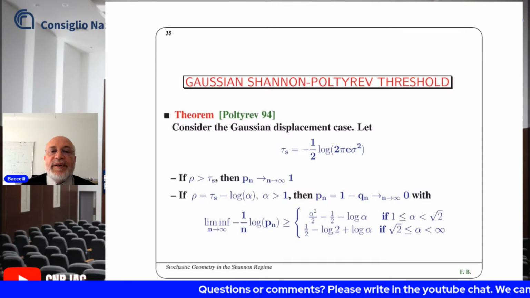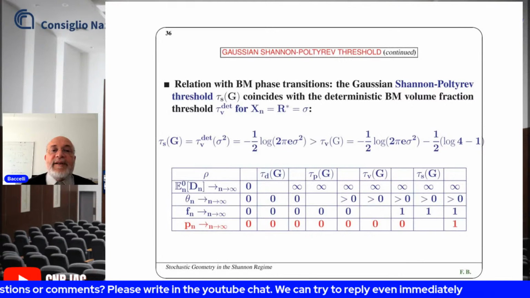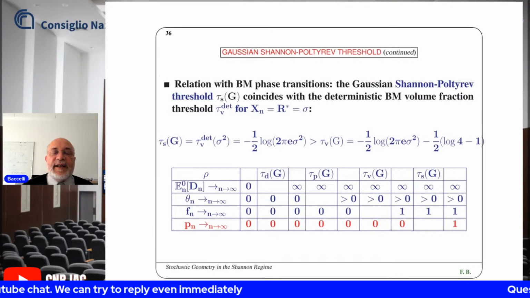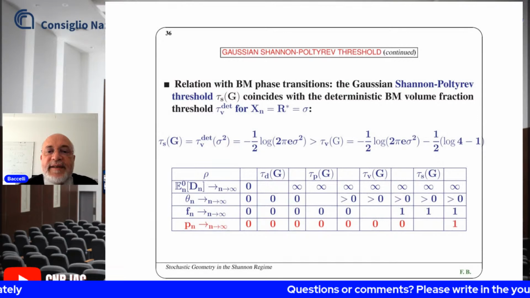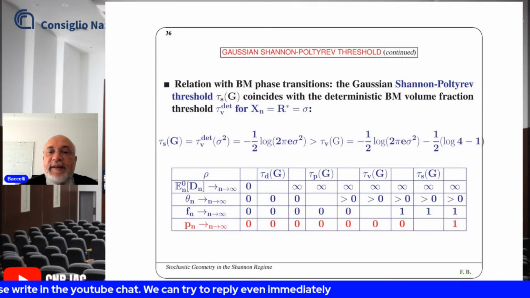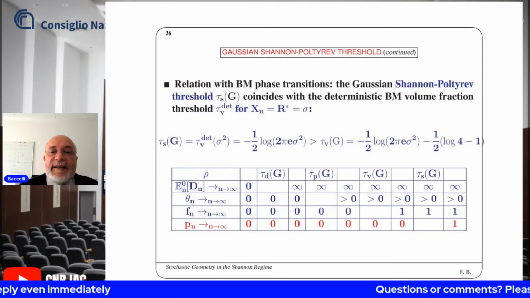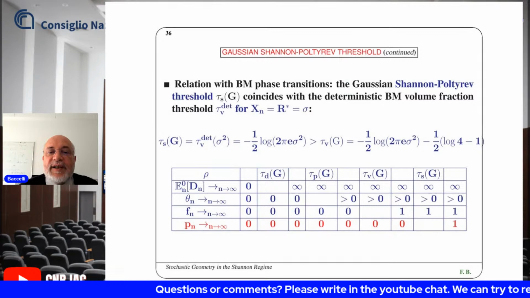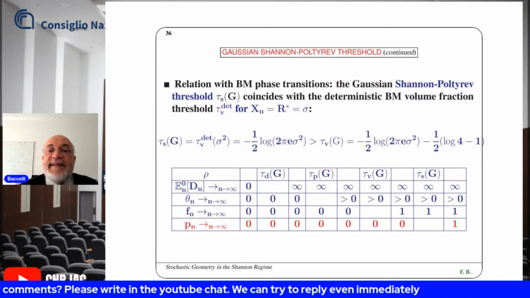Okay, and the analog of the complement of what we did so far goes like this. We had this threshold for the Boolean case, and now above tau V, there is tau S, the Shannon threshold. If you can pack code words up to this Shannon threshold, the probability of error tends to zero. This Shannon threshold is strictly above the volume fraction threshold. And above this threshold, the probability of error tends to one.